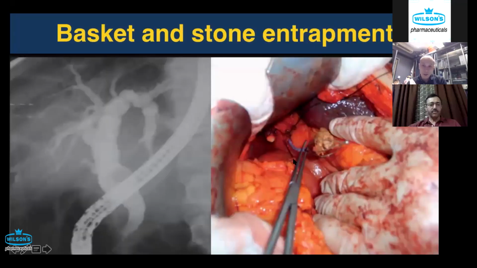Finally, this is a complication that some of us may have experienced: the use of baskets leading to basket stone entrapment. In the past, this complication had to be dealt with surgically. You can see a trapped basket here, and we would perform a cholecystectomy as well as the ERCP at the same juncture.